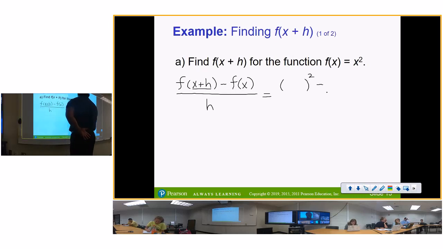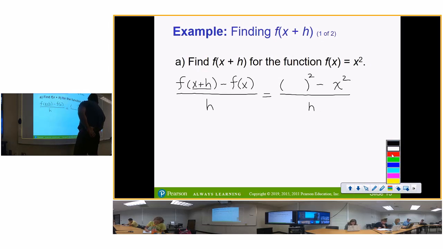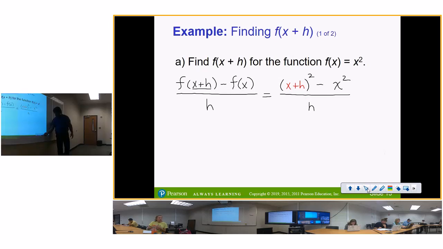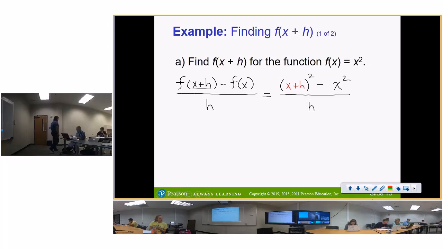All right, so parentheses squared minus x squared, which is f of x, over h. And what am I going to plug in right here? x plus h, Hubert. Oh my gosh, there's shortcut number 1. Go to it. x squared plus 2xh plus h squared. And go ahead and simplify.